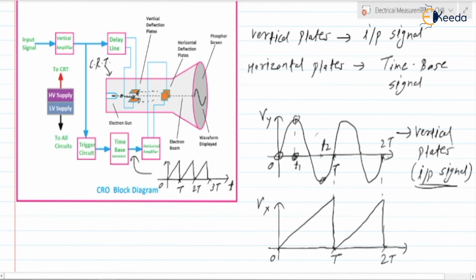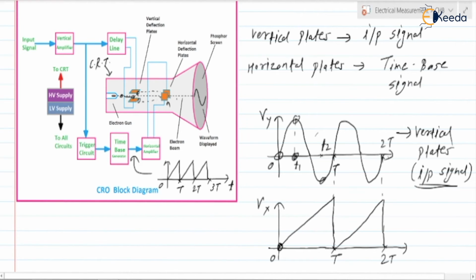Similarly, as I said, at t is equal to 0, Vy is 0, so that electron will pass exactly from the center of the two vertical plates. Next, corresponding to that, again at t is equal to 0, we are having 0 voltage for the horizontal plates. If the 0 voltage is there for the horizontal plates, then that electron will get shifted towards the left hand side plate, means towards this plate.